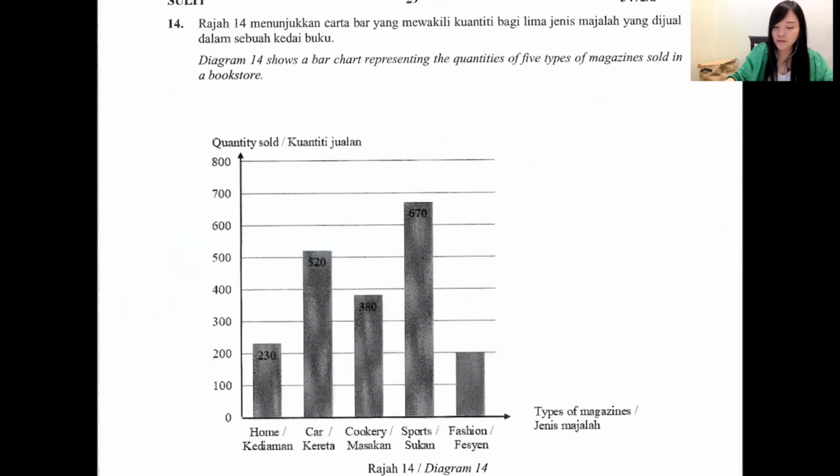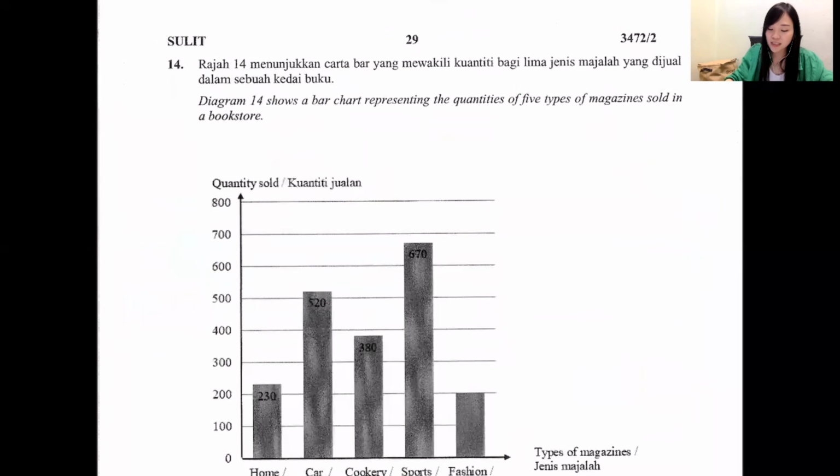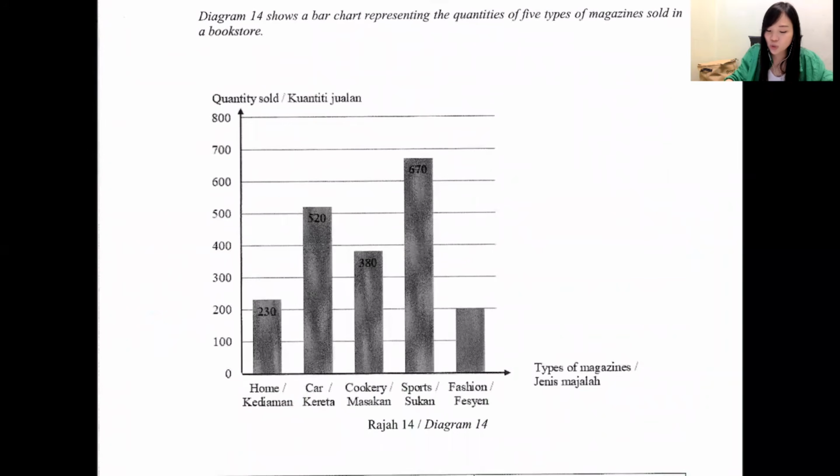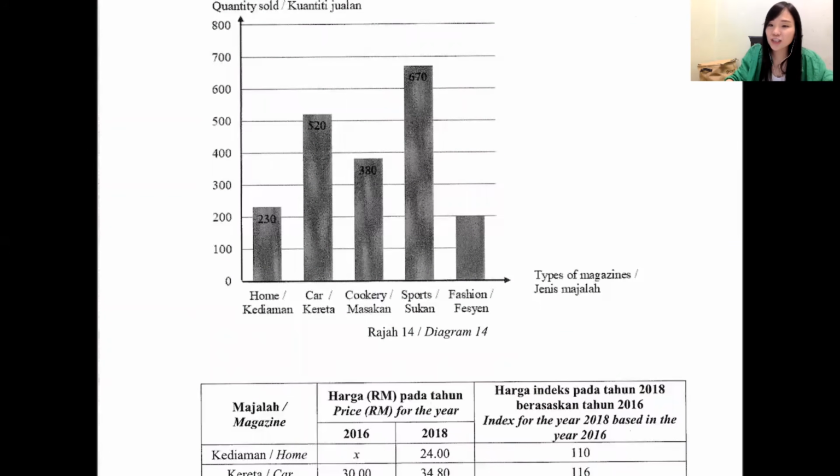The graph one, I'm not doing it. 14. They say, Diagram 14 shows a bar chart representing the quantities of 5 types of magazines sold in the bookstore. So usually when they give you a bar chart, it's always the what?